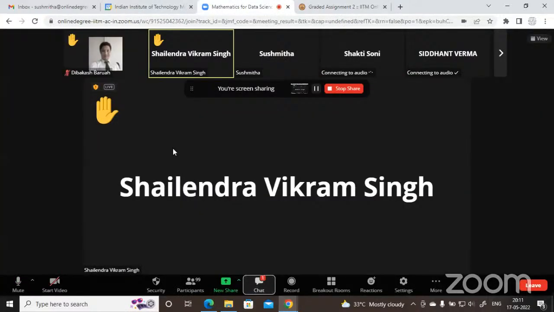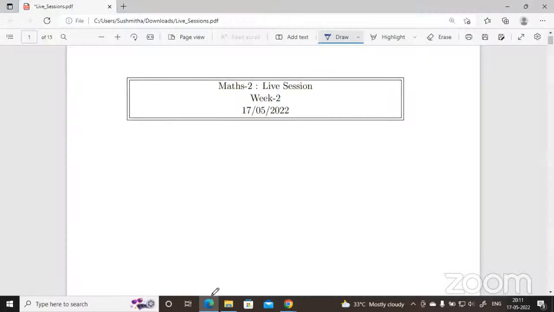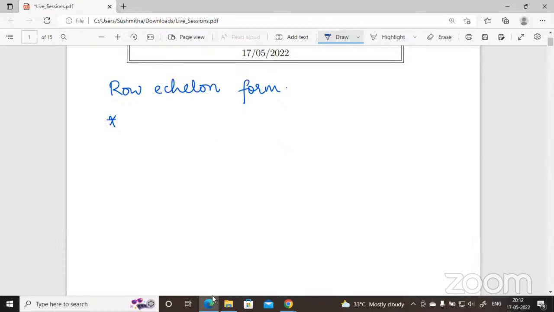Ma'am, I want to know the difference between row echelon form and row reduced echelon form. I'm confused, so please explain this. Someone else had also asked what a row echelon form is, and reduced row echelon form. Ma'am, I have a doubt in an activity question. So shall we finish this and then go to that? So what is row echelon form? When do you say a matrix is in row echelon form? Can someone tell me? Just one of you maybe.